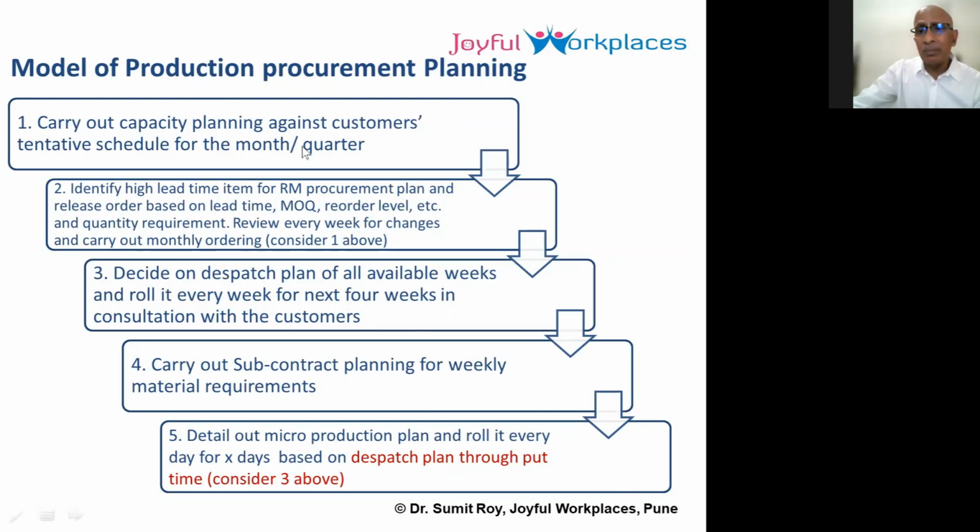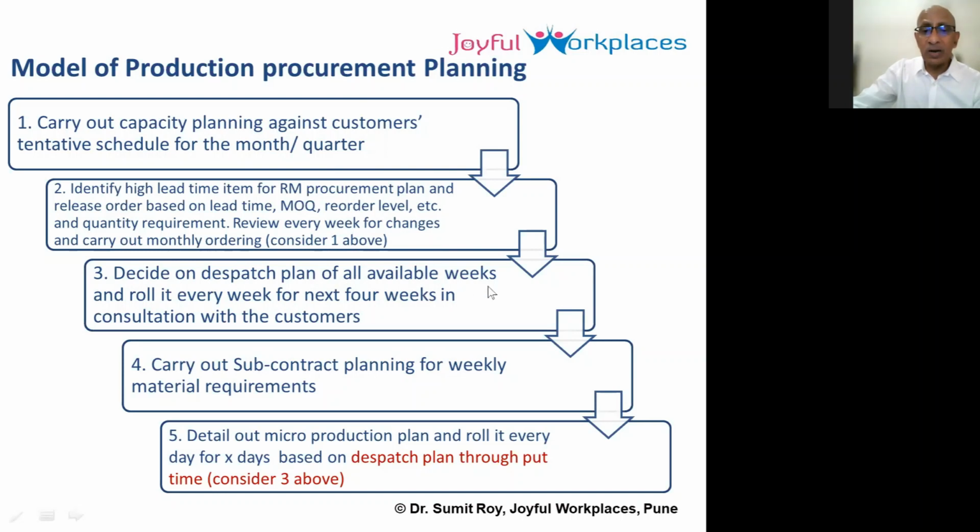Capacity planning कीजिए पहले monthly या तो quarterly जो tentative schedule है उसके against में. फिर high lead time item के लिए RM procurement बनाइए. Release order based on lead time, MOQ, reorder level और review कीजिए हर week कोई change हो रहा है क्या नहीं, और monthly इसको फिर review करती जाइए. एक number 1 को repeat कीजिए every month.